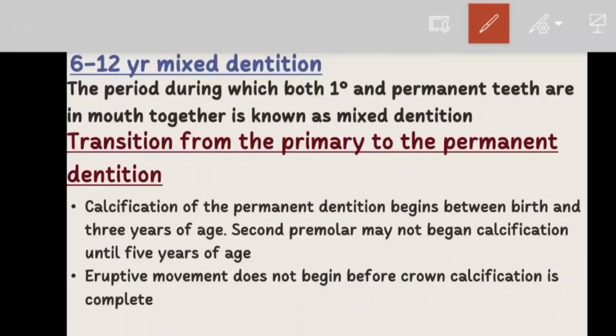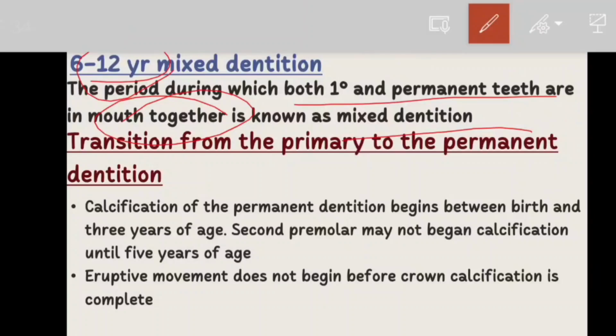Now we see the mixed dentition, that is 6 to 12 years. Mixed dentition is where both the primary and the permanent teeth are present together. So it is known as mixed dentition and it occurs between 6 to 12 years. Okay, so now we see the important eruption facts.